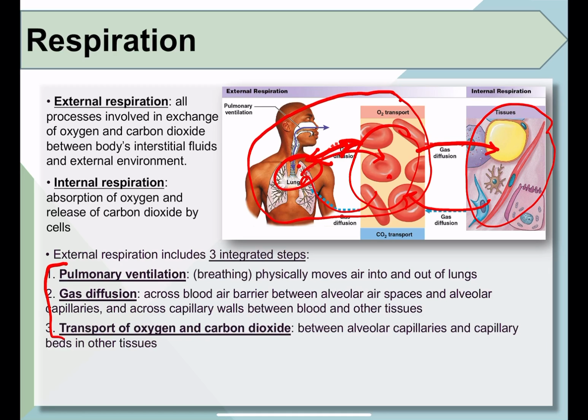So pulmonary ventilation is talking about breathing, that physical movement of air into and out of the lungs, and there's a specific law called Boyle's law that illustrates this process, how we're able to inhale and exhale air. Gas diffusion is what the alveoli are doing for us with that blood-air barrier we just talked about, and then we'll discuss the different pressures at different places that allow for that exchange of gases. And lastly, we'll talk about how oxygen and carbon dioxide are traveling within the cardiovascular and respiratory system.